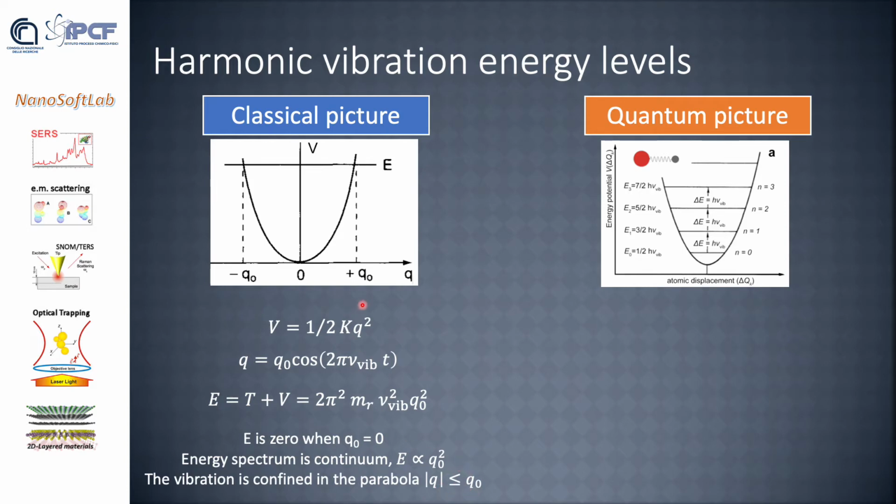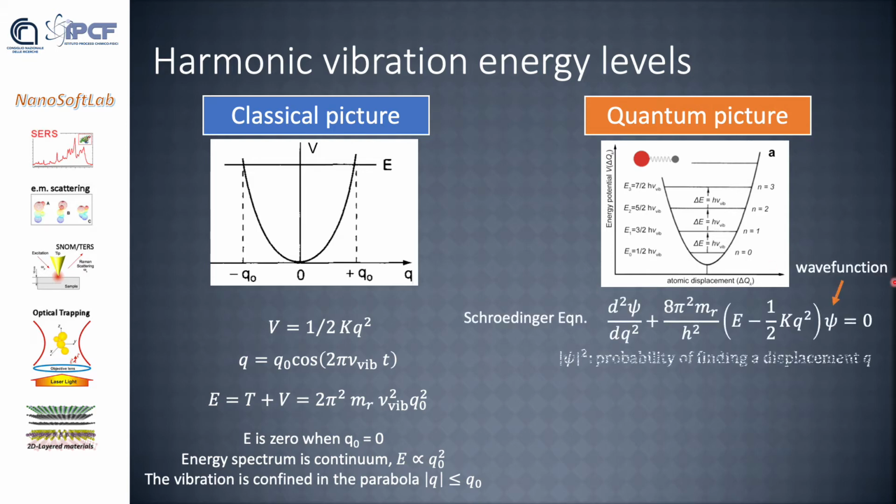Okay? This does not hold in the quantum picture. In the quantum picture, we have to solve the Schrödinger equation, in which we have to determine the spectrum of eigenvalues of the energy and the wave function. The wave function is a property of the particle whose square modulus is proportional to the probability of finding the particle at a position q. Okay?